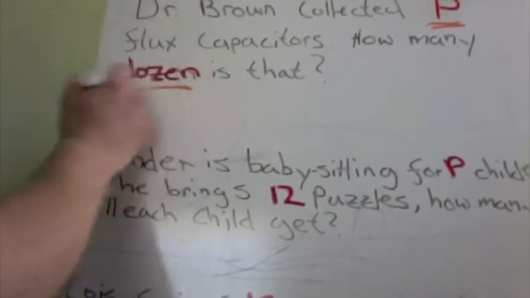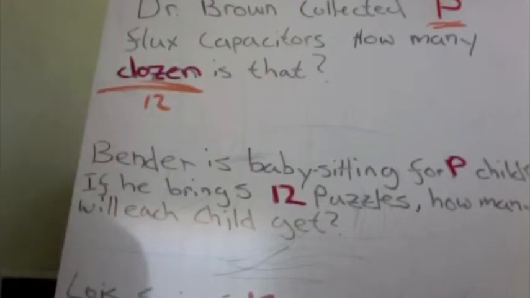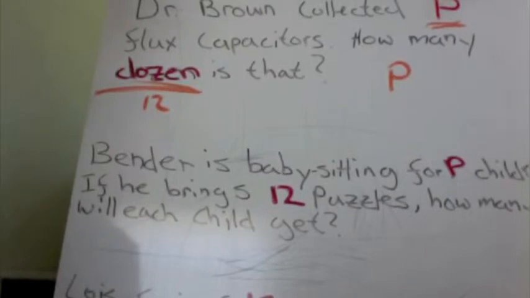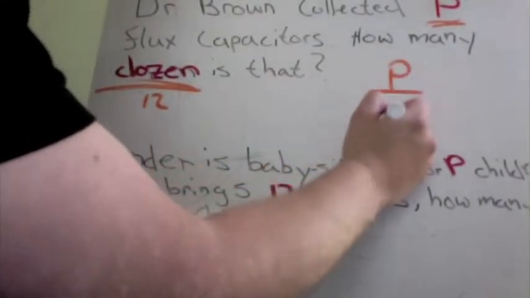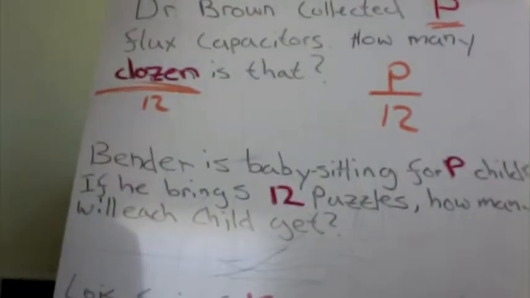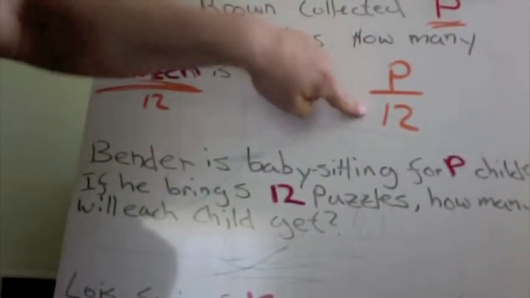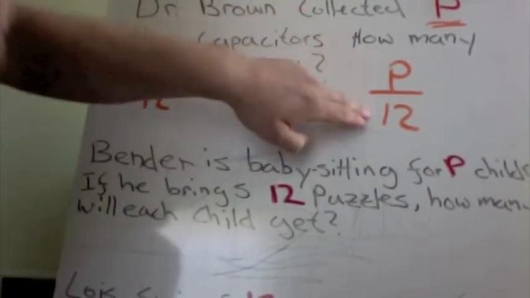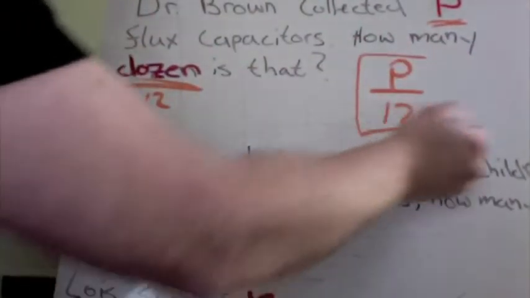So what does dozen mean? Aha. Dozen means 12. So what that means is he's collected P number of capacitors, and he wants to know how many dozen that is. So really what we're doing is dividing that number by 12, because that tells us the number of dozen, right? Because if he collected 12 of them, 12 divided by 12 is 1 dozen. If he collected 24 of them, 24 divided by 12 is 2 dozen. Okay? So this is what we are looking for.